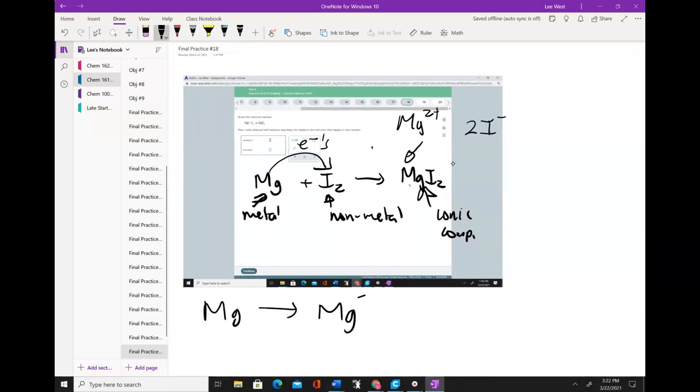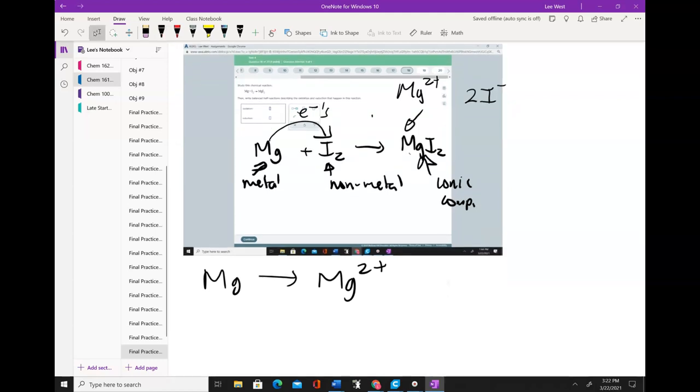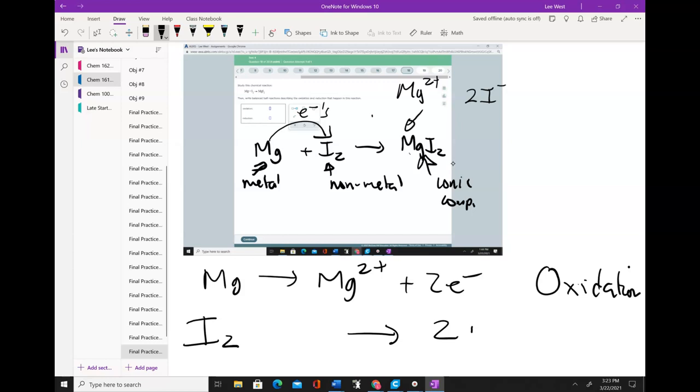So this is going to form Mg2+. And to get it to balance, you're going to have to add in 2 electrons. You can see that the magnesium is losing 2 electrons. This is oxidation because oxidation is loss. The nonmetal, I2, becomes 2 I-. And how is it going to do that?